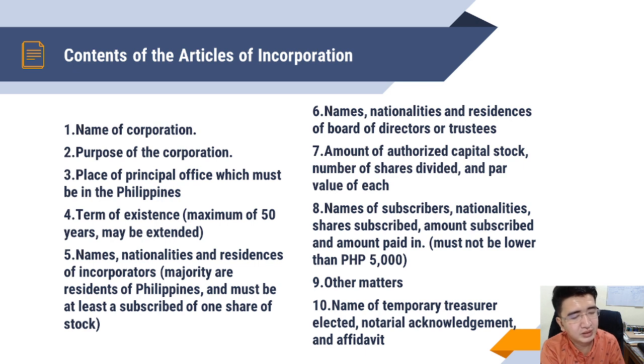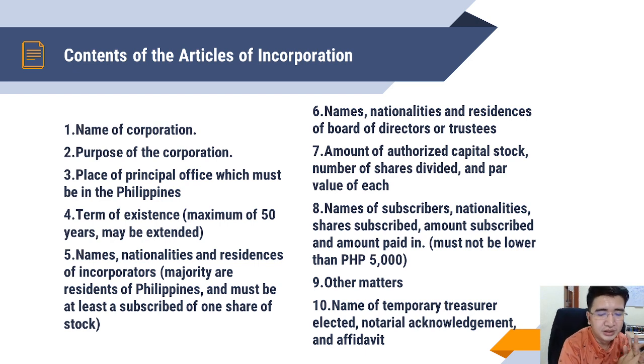The term of existence which is 50 years and extendable. The names, nationalities, and residences of incorporators, which the majority should be residents of the Philippines, and must be at least a subscriber of 1 share of stock. Meron kasing rule tayo dyan, but mamaya-maya pa yun siguro i-discuss natin. Names, nationalities, and residences of BODs or BOTs. Amount of authorized capital stock, number of shares divided, and par value of each. Names of subscribers, nationalities, shares subscribed, and amount paid in must not be lower than 5,000 pesos.